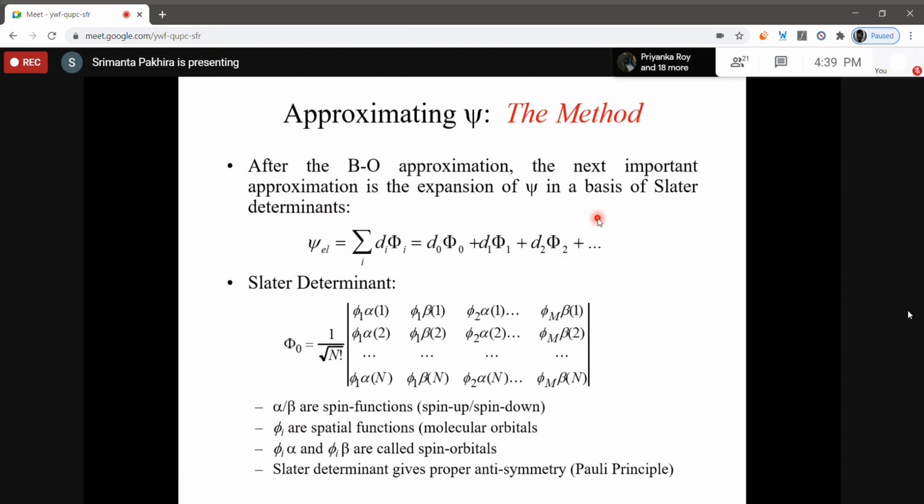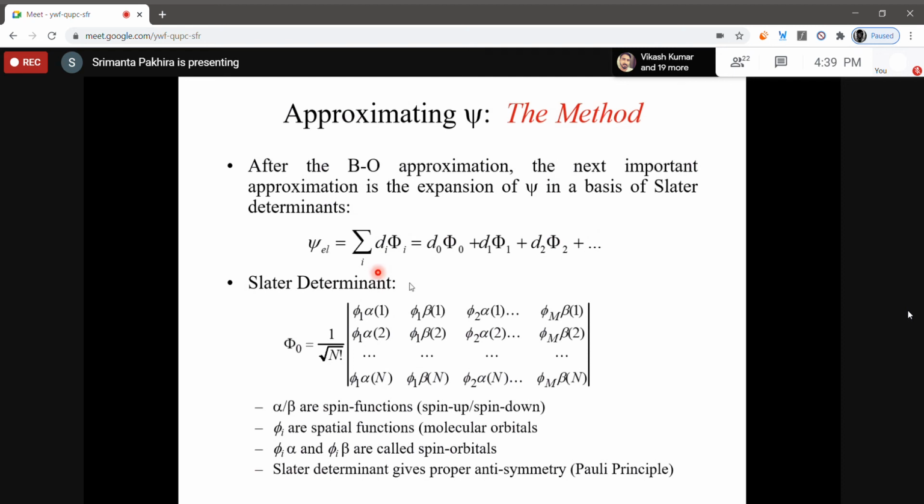Professor Shailesh Kundalwal also discussed this, what is called Pauli's exclusion principle. We know very well that no two electrons can have the same quantum numbers, right? Here also it is a similar thing: when we have many electrons, we also have to consider that. After the Born-Oppenheimer approximation, the next important approximation is the wave function. Generally, using pure quantum mechanics, we write the wave function in terms of a basis of Slater determinants, which is basically a sum of d_i phi_i.